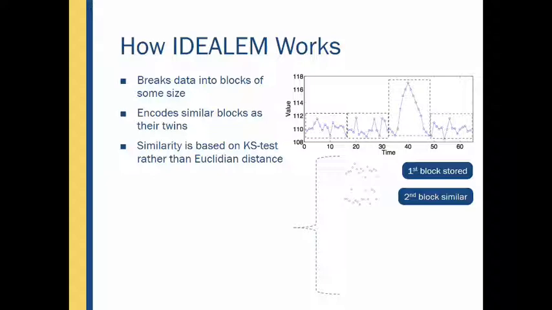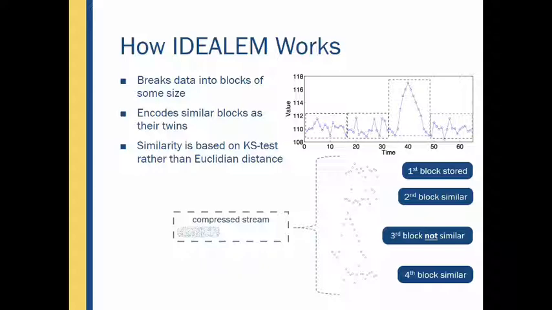Instead, you can store only an index that refers back to the first block. Since the third block is dissimilar from the previous two blocks, you have to store the third block as is. The fourth block is similar to the first and second ones, so you can store it with a reference to the first block. As you can see, we are only storing the first and third blocks. So 16 samples here, 16 samples here, but the second and fourth blocks can be represented with respect to the first block. So you only store an index.